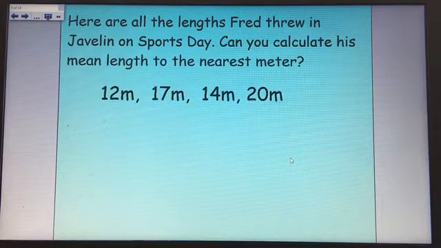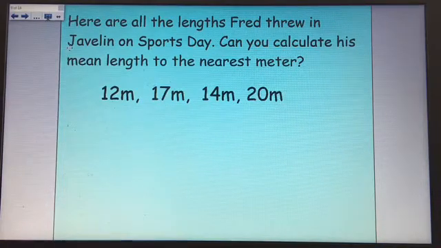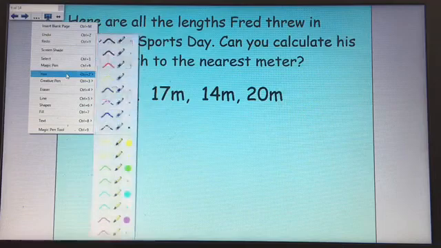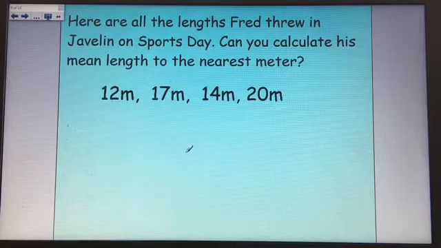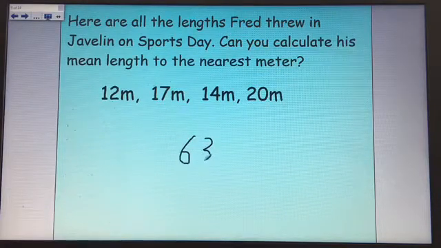So to find the mean, you have to add all the numbers together and then divide by the amount of numbers you've added. So there's 4 different numbers there. So my first job is to add them all together. Now you might want to do a column addition for this, or some different strategies, but I'm just going to do it in my head for now. So if I was to add those, 20 add 17 is 37, add 14 is 51, add 12 is 63. So if I add them all together, it makes 63, and I need to divide 63 by 4. So here we go. So we're going to put 63 inside my bus stop.